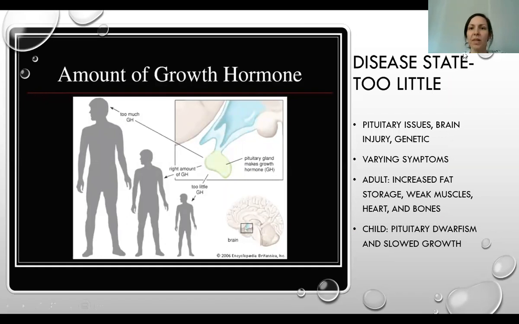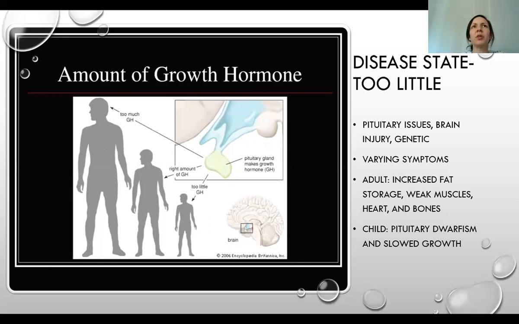Okay. For the disease state for too little, a deficiency is caused by pituitary issues. It could be caused by brain injury, or it could be caused by genetics. Adults tend to have a different side effect than children. For adults, it seems a little more minor. It includes increased fat storage, weak heart, weak muscles and bones.